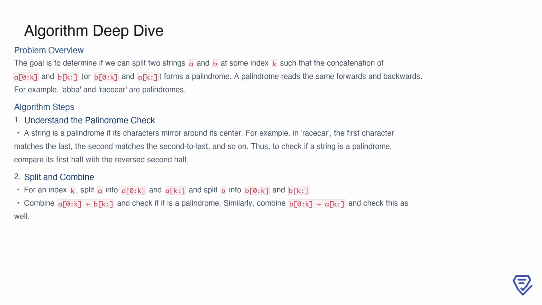Next, we move to splitting and combining the strings. For a given index k, we split A into A[0:k] and A[k:], and similarly split B into B[0:k] and B[k:]. We then test the combinations A[0:k] plus B[k:], and B[0:k] plus A[k:], to see if either forms a palindrome. Identifying a valid split requires checking these combinations for all possible indices k.